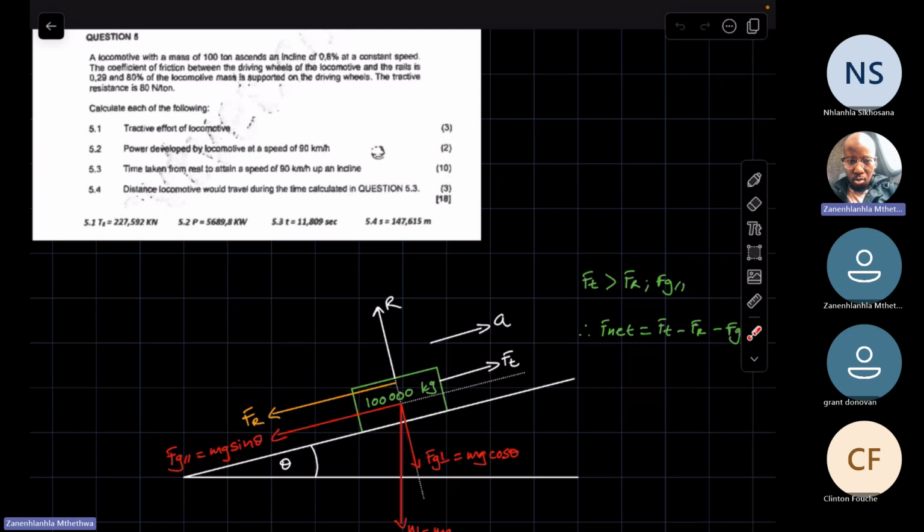The one for calculating the total force applied. Now, the total force applied is essentially the tractive effort for vehicle dynamics, right? Now let's look at the statement.